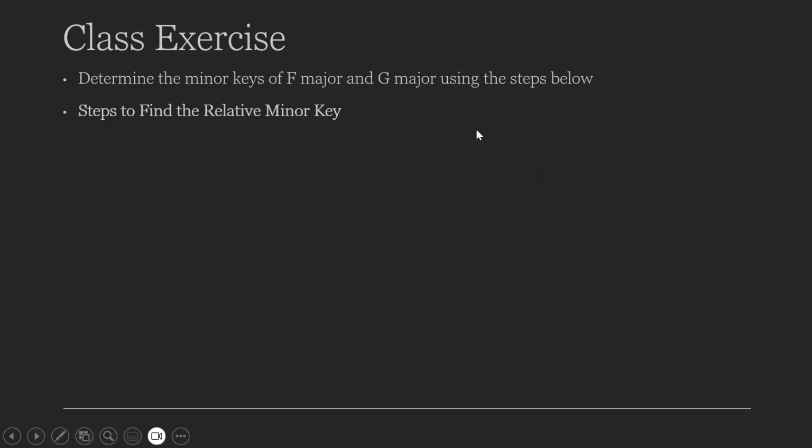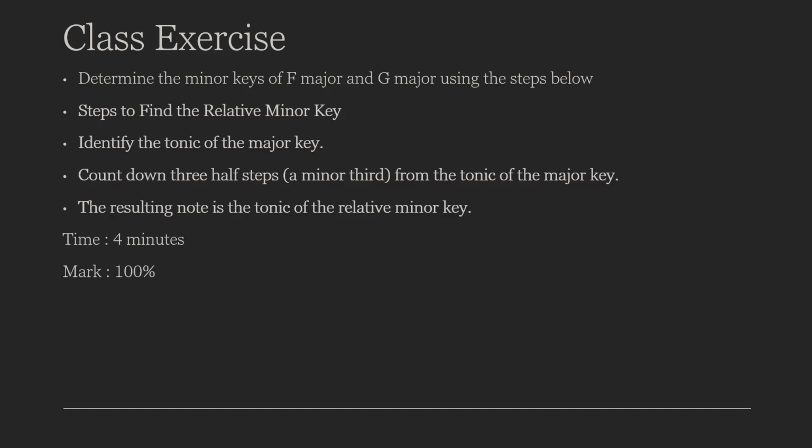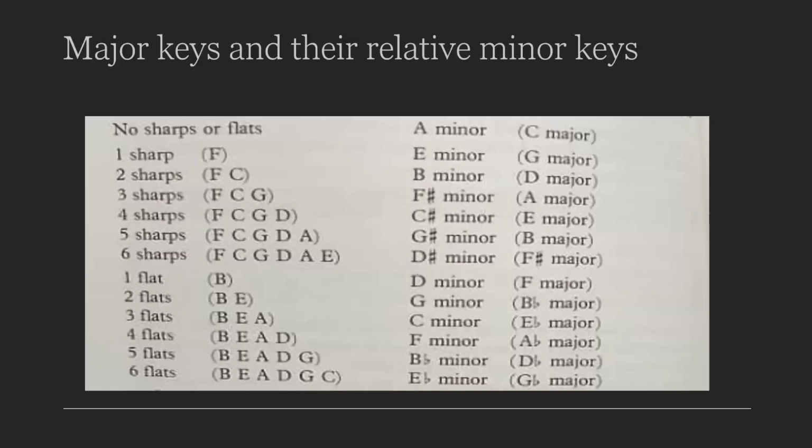Oh, sorry. Yeah, here are the steps to follow. Now identify the tonic of the major key, which is F for F major. Now 3 steps backward from the tonic. The resulting note will be the tonic of the relative key. So 4 minutes, 100%. Ella got 100%, Sister Joy got 100%. So the answer for the 2 of them is D minor and E minor respectively for both F and G major.